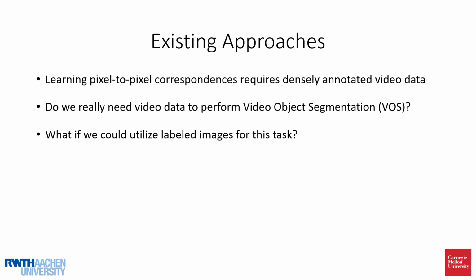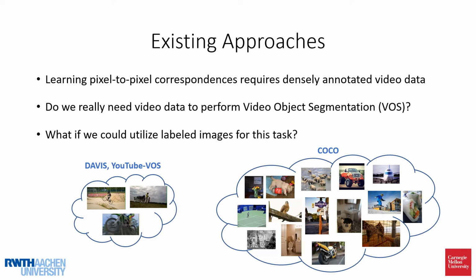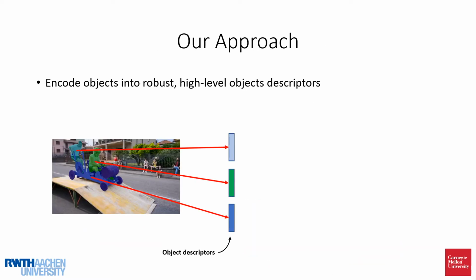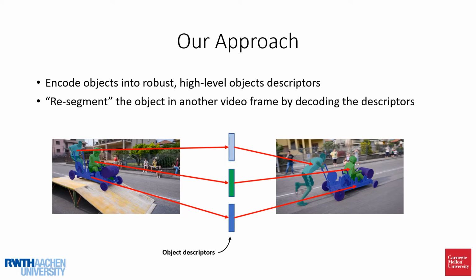What if we could instead use labeled images to train a method for video object segmentation? This would be very useful because current image instance segmentation datasets contain orders of magnitude more labeled scenes than video object segmentation datasets. To enable effective training on single images, our method adopts a different paradigm to existing methods. Instead of learning pixel-to-pixel correspondences over time, we encode each object in an image into a robust high-level object descriptor. The idea is that we can then decode the descriptor in another video frame to track or resegment the object in that frame.